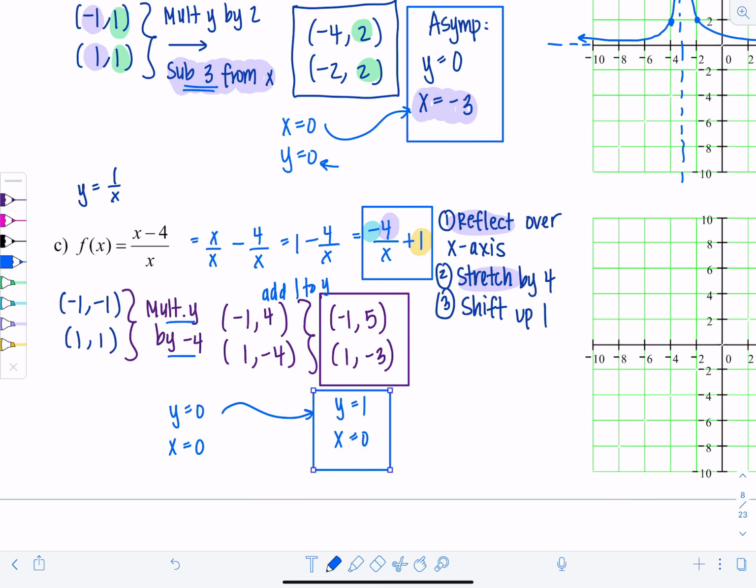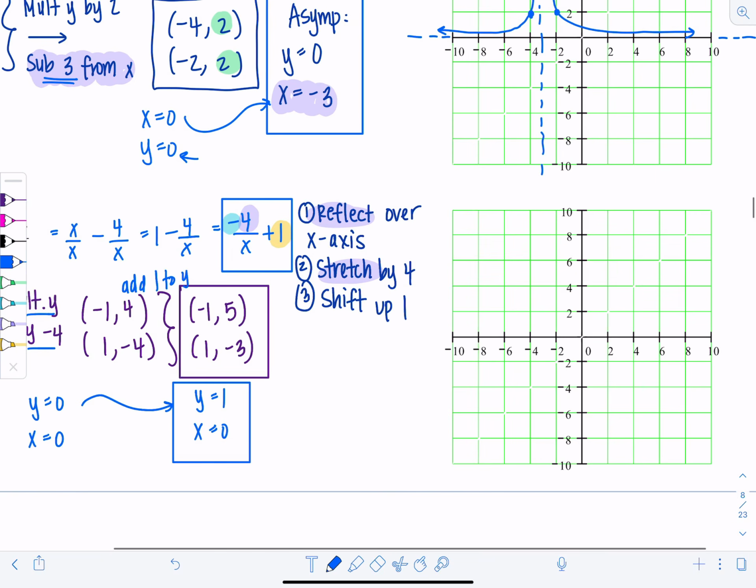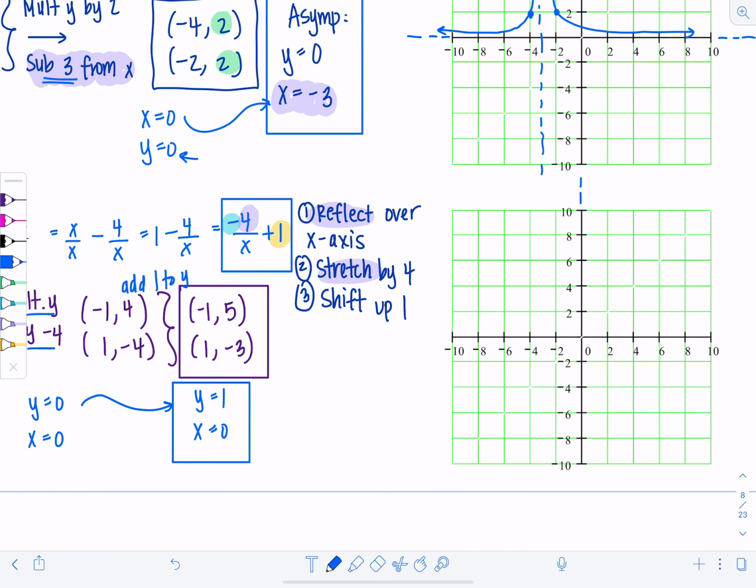All right, good. Now let's put it all together. So we've got x equals 0, there's our vertical asymptote. Y equals 1, there's the horizontal asymptote. And then we have -1, 5, 1, -3. Don't forget 1 over x has a different shape than 1 over x squared, right? The pieces of the graph are on opposite ends. And there we go.